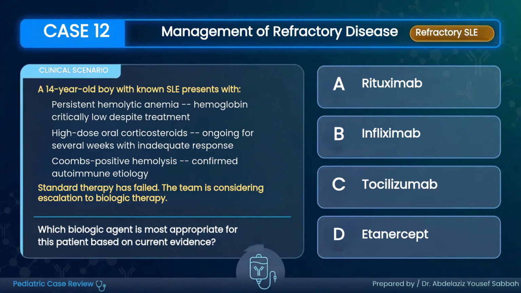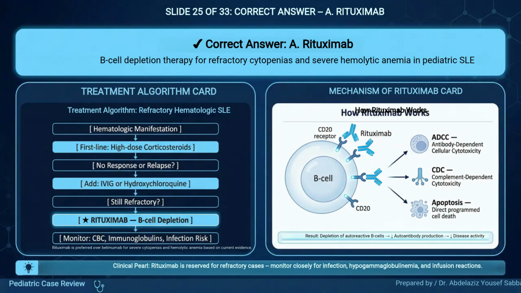Option A, rituximab. Option B, infliximab. Option C, tocilizumab. Option D, etanercept. The correct answer is option A, rituximab.